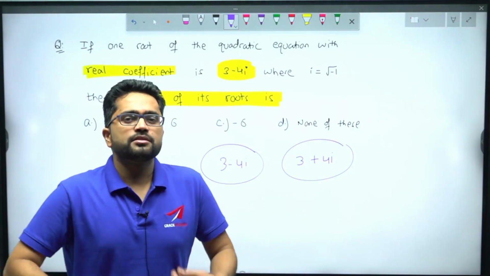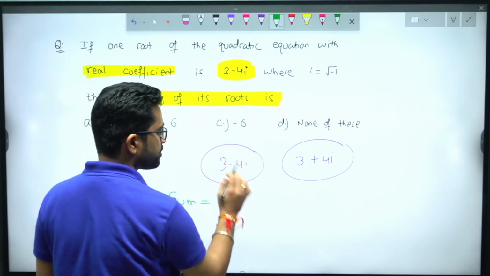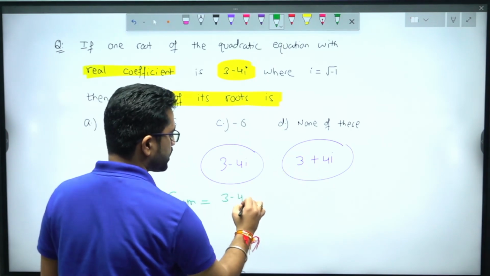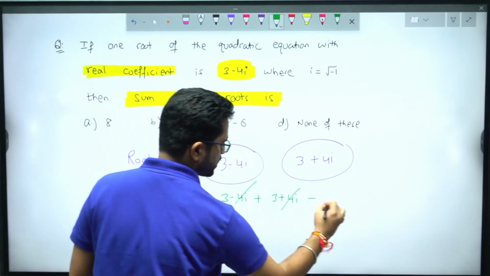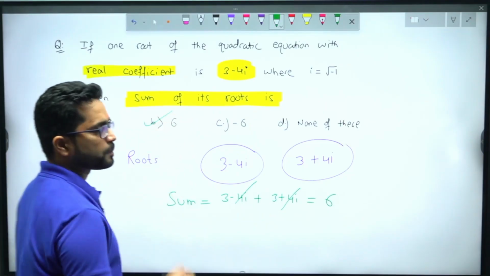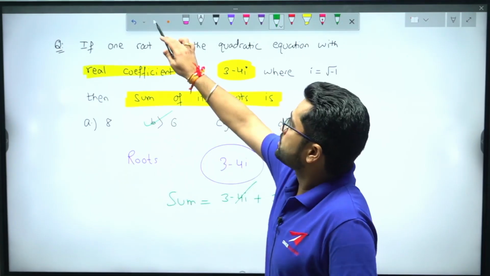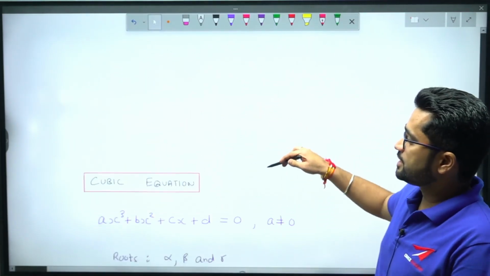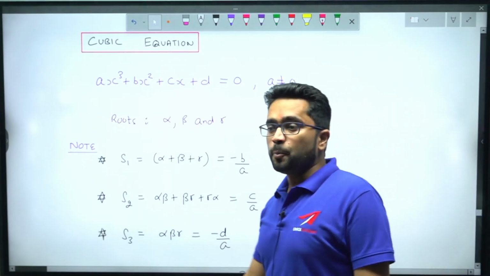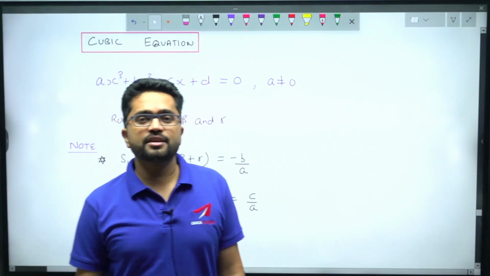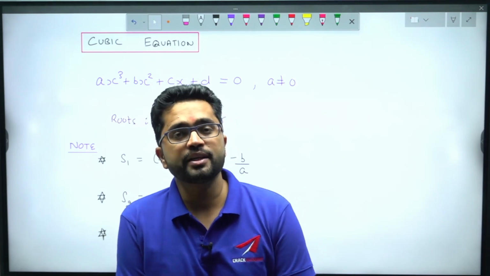And what is the demand? Sum. What is the sum of roots? Just add them: 3 minus 4 iota plus 3 plus 4 iota. Simply adding them, it will be directly 6. So option B is the right one. Very easy one. Now let's proceed further. Let's see the next case. Thereafter we have the concept of cubic equation. So far we have discussed the relation between roots and coefficients, and today in this lecture we have covered what?